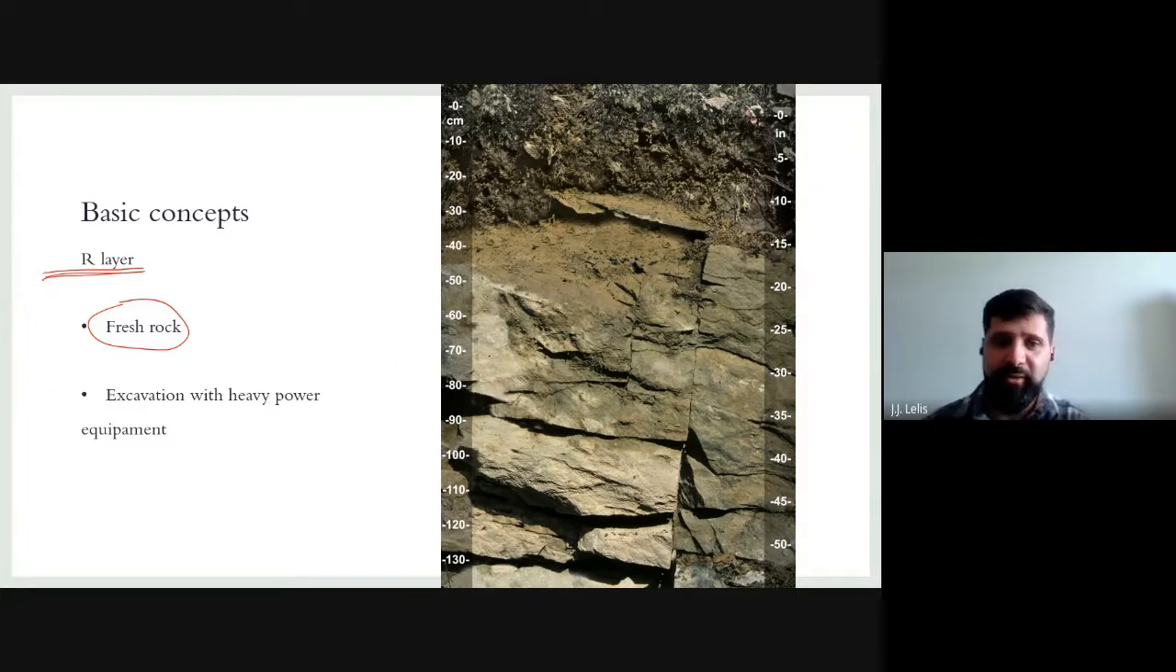It's quite different from the C horizon or C layer, because in the C horizon I can break the material very easily, and the R layer is very hard. It's very difficult to break this material. So that's the difference between these two layers, the C horizon and the R layer.